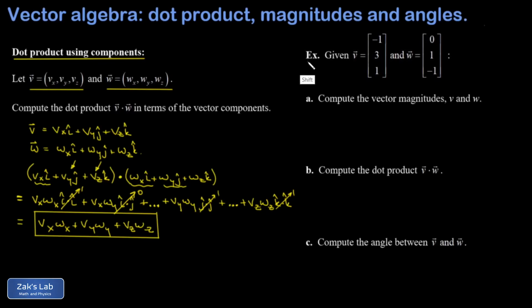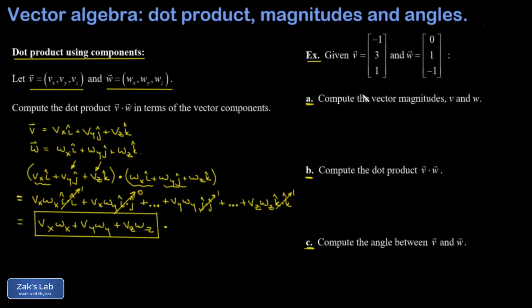To wrap things up, we'll work an example where our vectors are given as column vectors so we know their coordinates. And we're asked to get the vector magnitudes. We're asked to compute the dot product between the vectors. That's the formula we just got. And then finally, we're asked to compute the angle between the two vectors by going back to the geometric interpretation of the dot product.